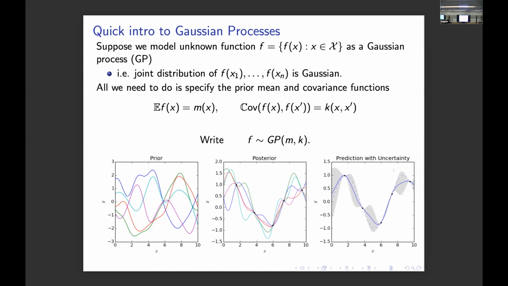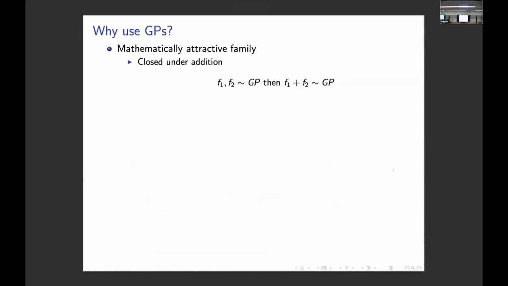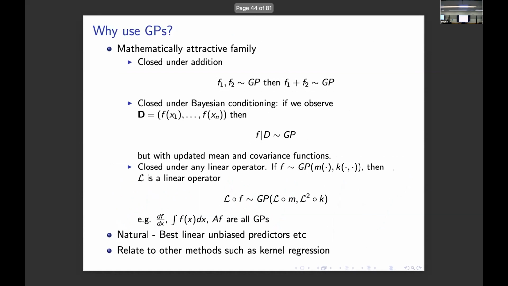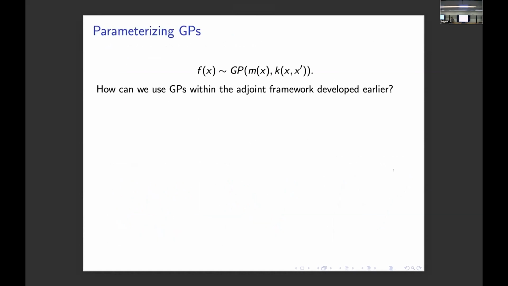So how can we do this? Our adjoint trick with Gaussian processes. I'm going to skip that. Okay. So how can we do this? Well, one way of doing it is by parameterizing the GPs to reduce them from infinite dimensional models to finite dimensional models instead.